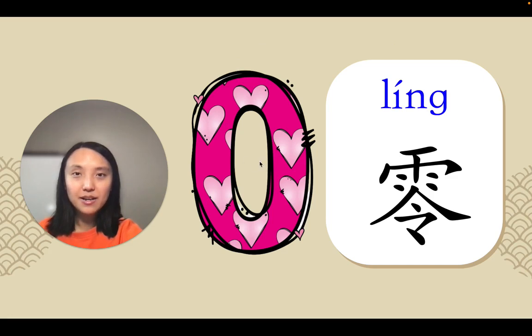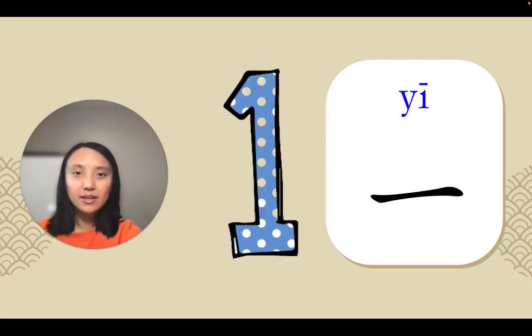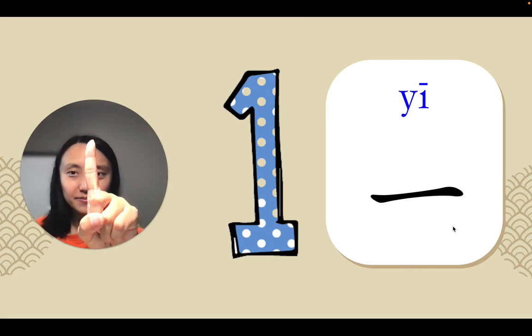The first number is 0. 零. If we use our hand to help count in Chinese, we will do this. 零, it's like a circle, right? 一, 一.